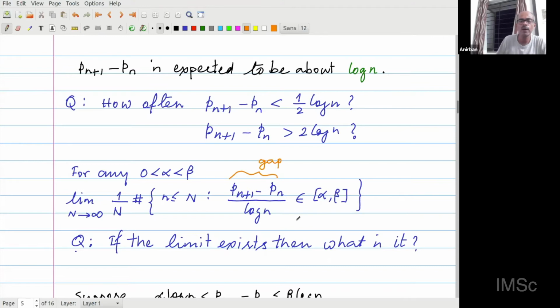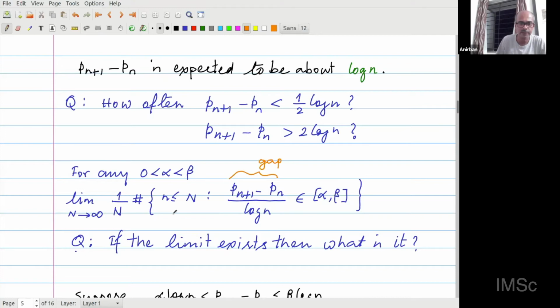So this gap divided by log n. That is what we want to ask: if we divide it by log n, can it be smaller than half, larger than half? It's a general situation. Instead of half or 2, I'm taking alpha and beta. So we ask how many such gaps there are. You can think of it as a normalized gap, since we divided it by the expected size, which is log n. How many such things are between alpha and beta, for our choices of alpha and beta?